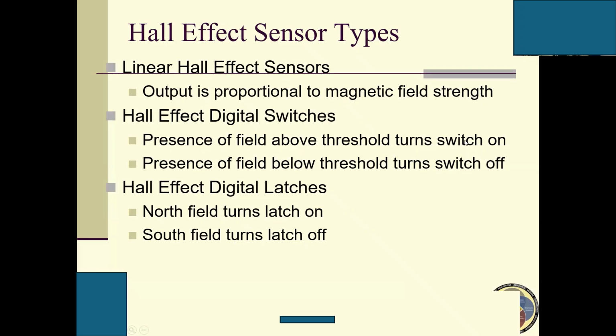It's just like a 2-value switch. So Hall effect digital latches: a north field turns the latch on, and a south field turns the latch off. So these are 3 different categories.